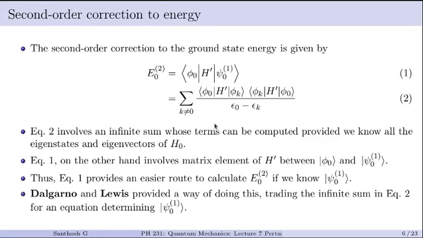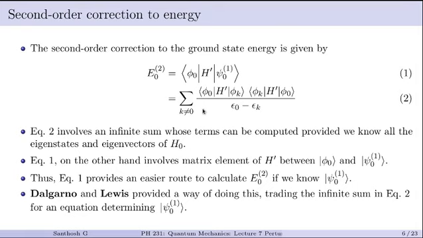Now we consider computation of the second order correction to ground state energy of hydrogen atom placed in an electric field. And the expression for the second order correction is given by equation number 2, and it involves an infinite sum over states phi k other than phi 0.